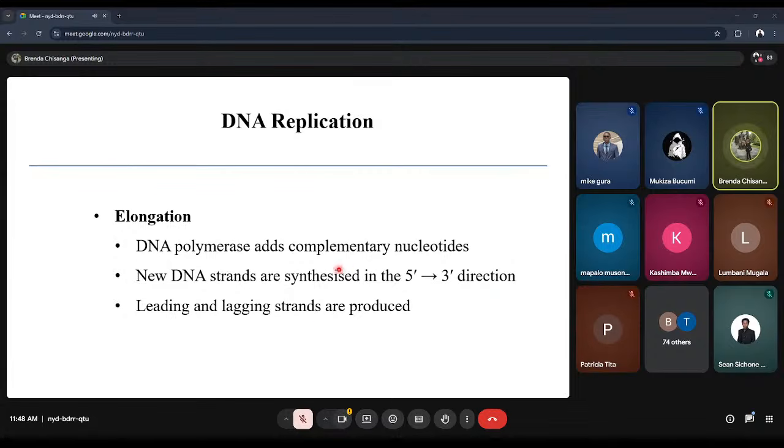Well, in this section, we're also going to look at the leading strand and the lagging strand. And where is this coming from? Remember, the moment you have a replication fork, you have 2 strands. One of them is going to be called the lagging strand, the other one a leading strand, and we'll find out why.